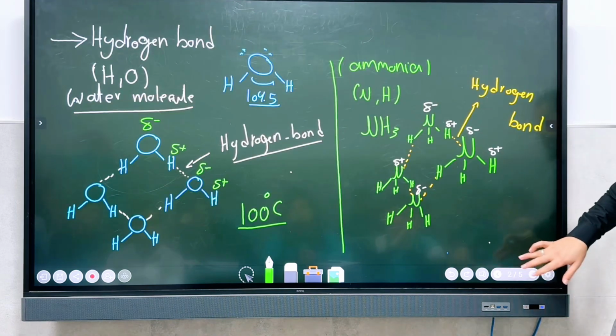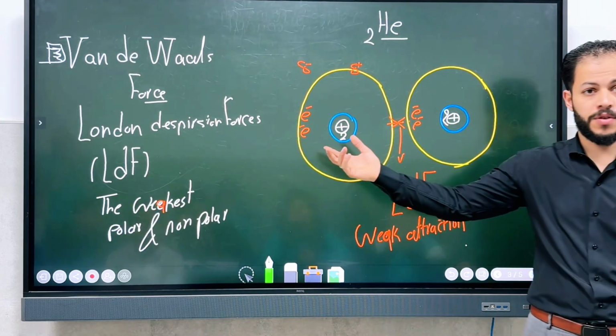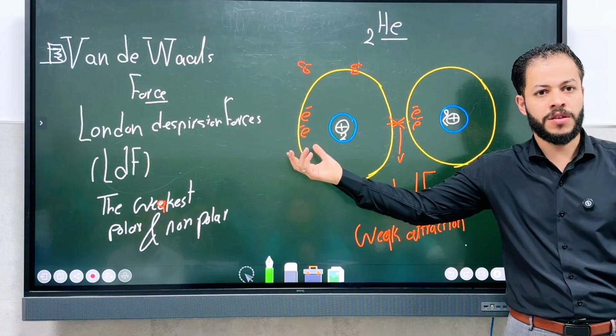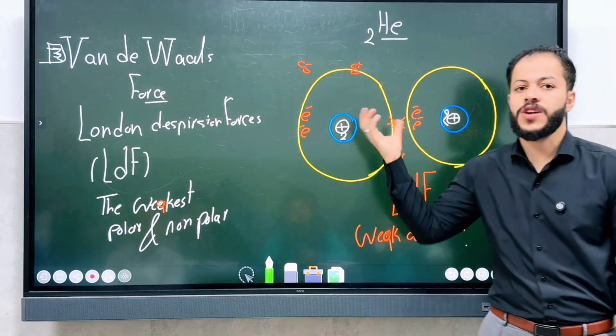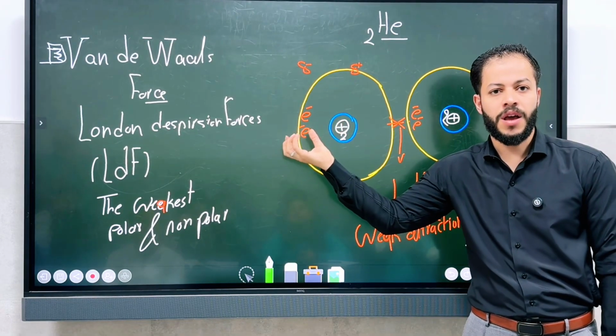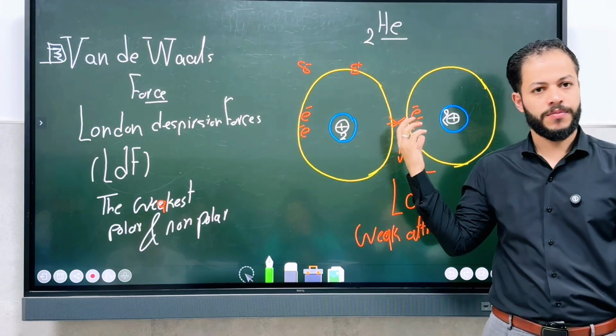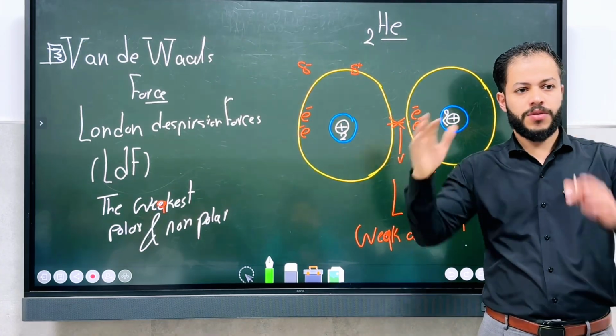For example, noble gases, which are monoatomic. If it's non-polar, it has London dispersion, because of the shifting of electron attraction between atoms and the neighboring atom. Okay? So this is in total.